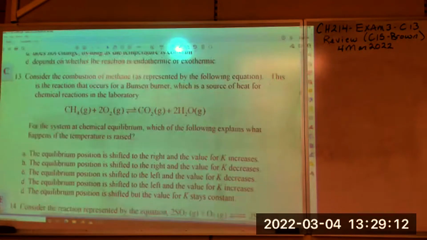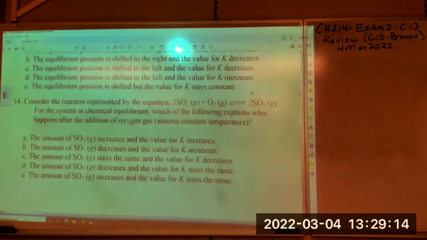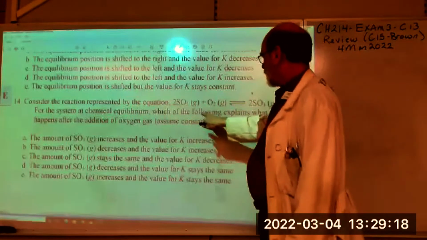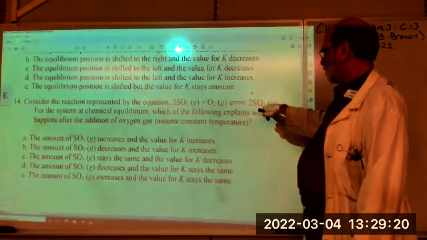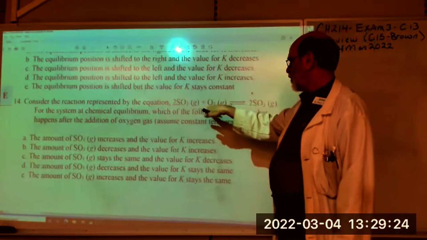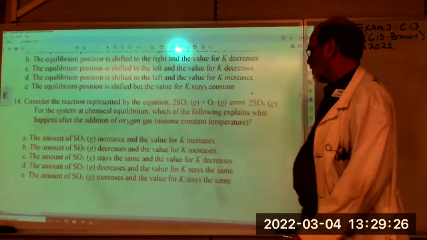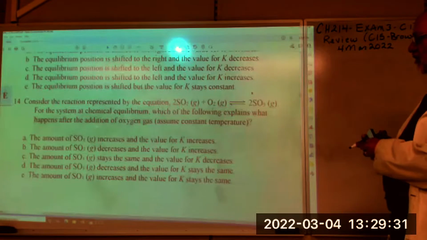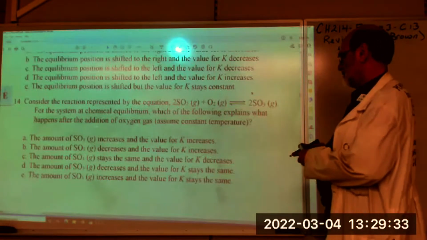14. All right, consider this reaction. Sulfur dioxide plus oxygen yields sulfur trioxide. 2 sulfurs, 4, 5, 6, 6. Okay, we're balanced. Which of the following explains what happens after the addition of oxygen gas?